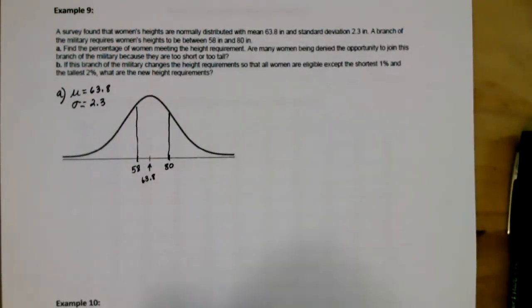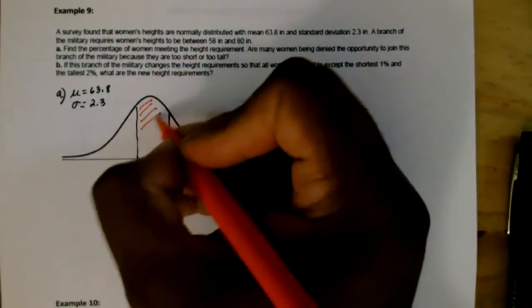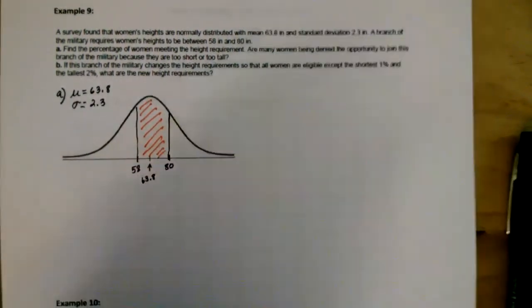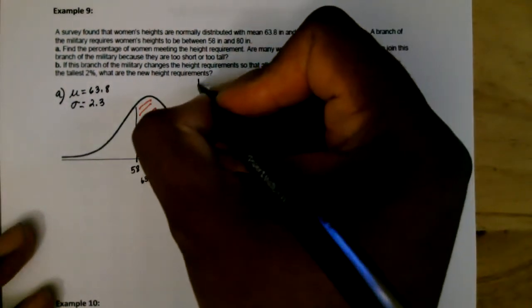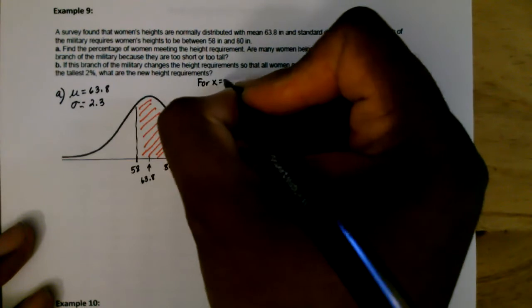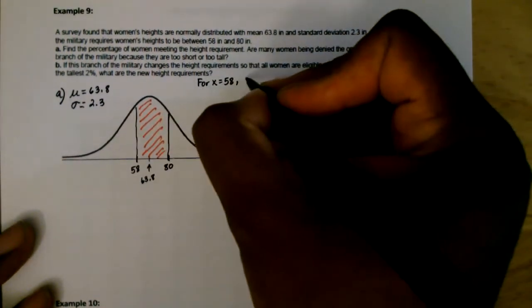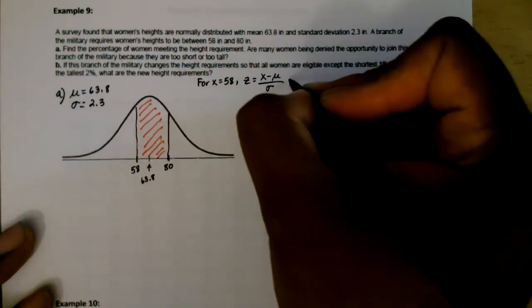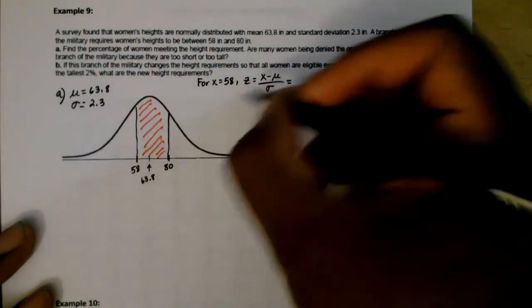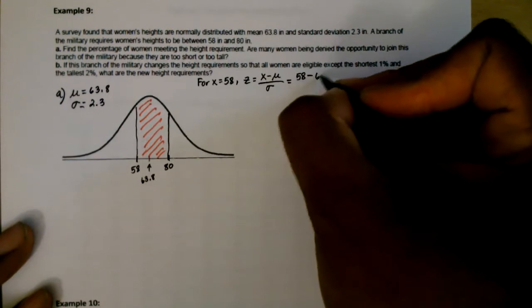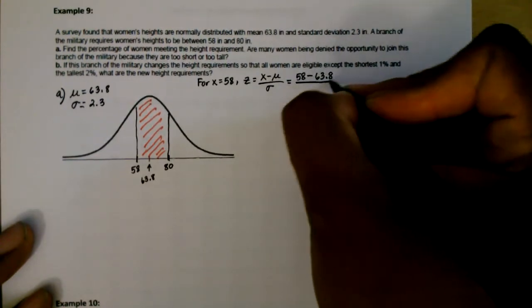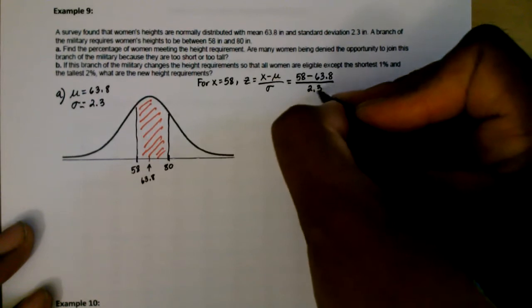So in this case, we're looking for this shaded area right here. Now we have to find the Z values for both 58 and 60. Let's start with X equal to 58. Of course, Z is always going to be X minus mu divided by sigma. Your X value is 58, minus mu, which is 63.8, that was given to us, divided by the standard deviation of 2.3.